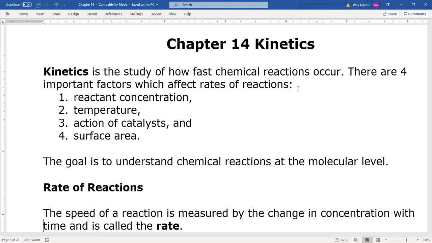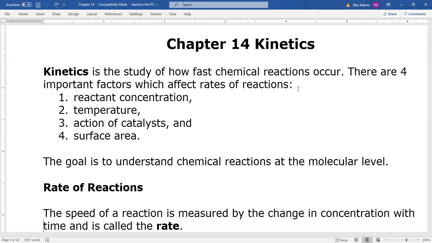We want to know about the reactant concentration. That is, higher concentrations tend to produce higher reaction rates because reactants can get together. The temperature: the molecules are bumping around faster, higher energy, more likely to get over those energy barriers for reactions. So increased temperature in general is increased rate of reaction.